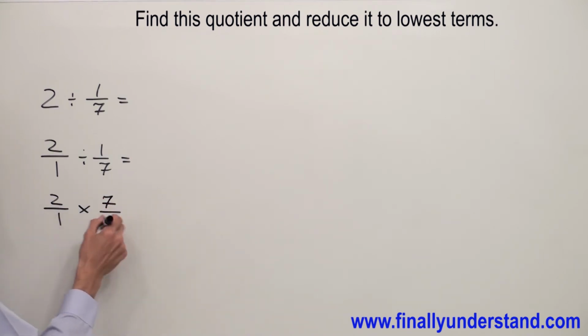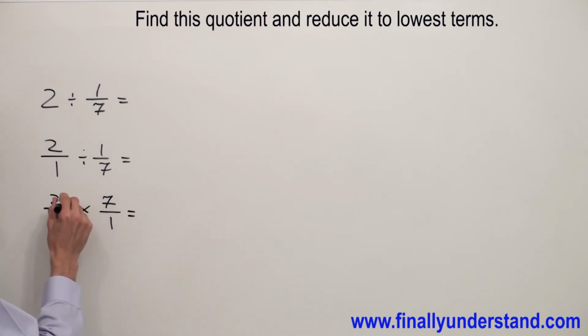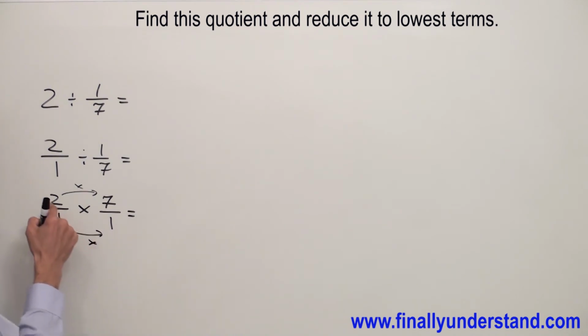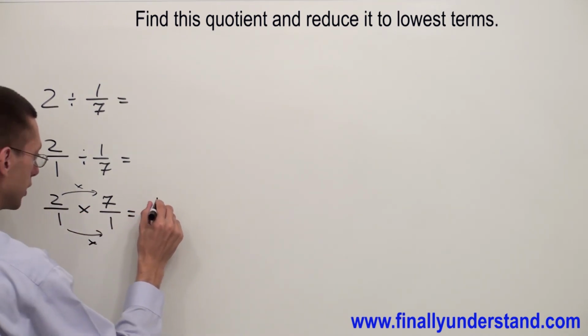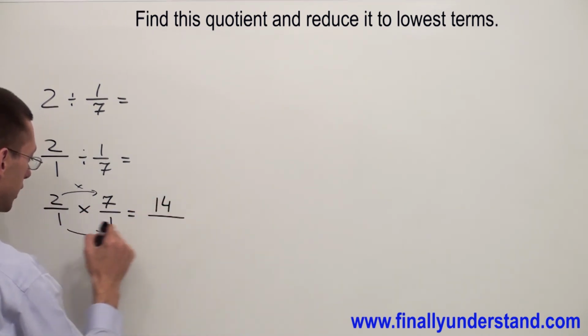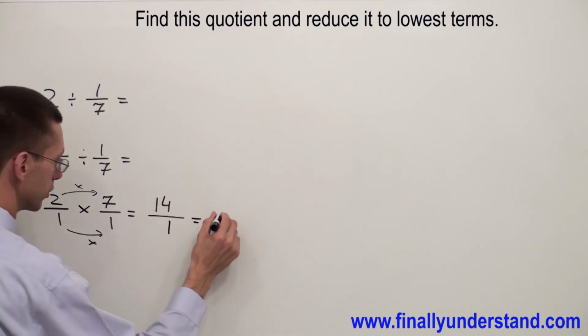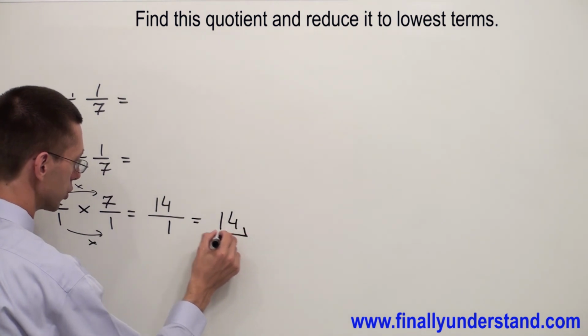I cannot reduce anything over here, so I simply multiply numerator by numerator and denominator by denominator. 2 times 7 is 14, and 1 times 1 is 1. 14 divided by 1 is 14. This is the solution to the problem.